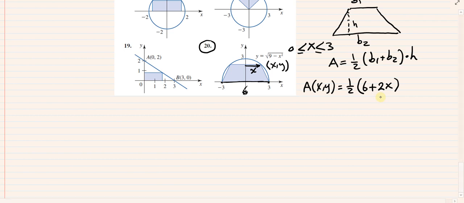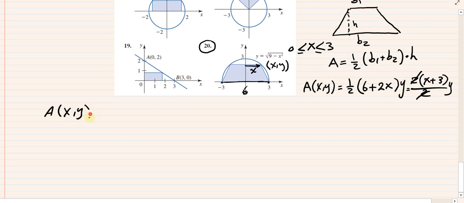Now, let's see, I can actually factor a 2. That's going to be x plus 3 divided by 2. It worked out nicely. So it's a simple function. And of course, times y. I dropped a y here, right? Times y. So let me go to the beginning of this line. Area as a function of x and y, therefore, is going to be y times x plus 3.